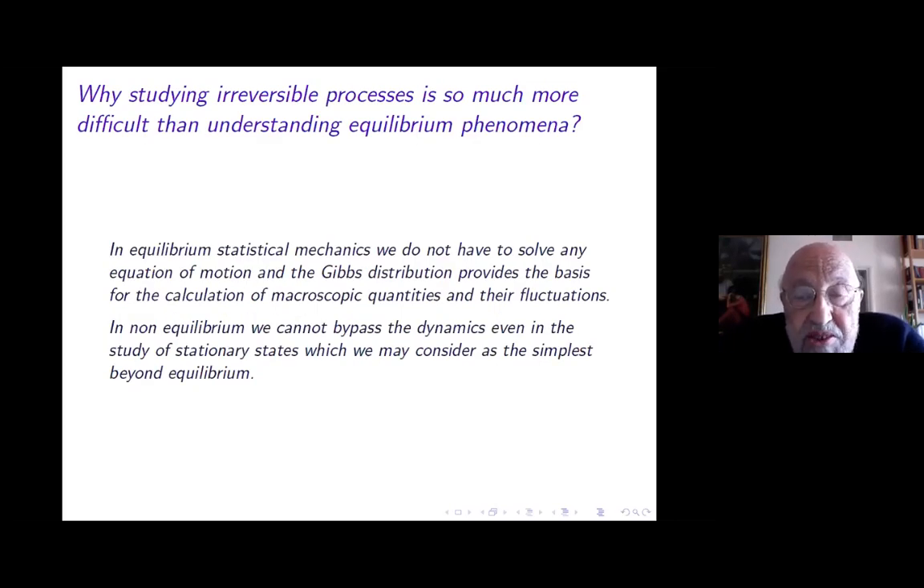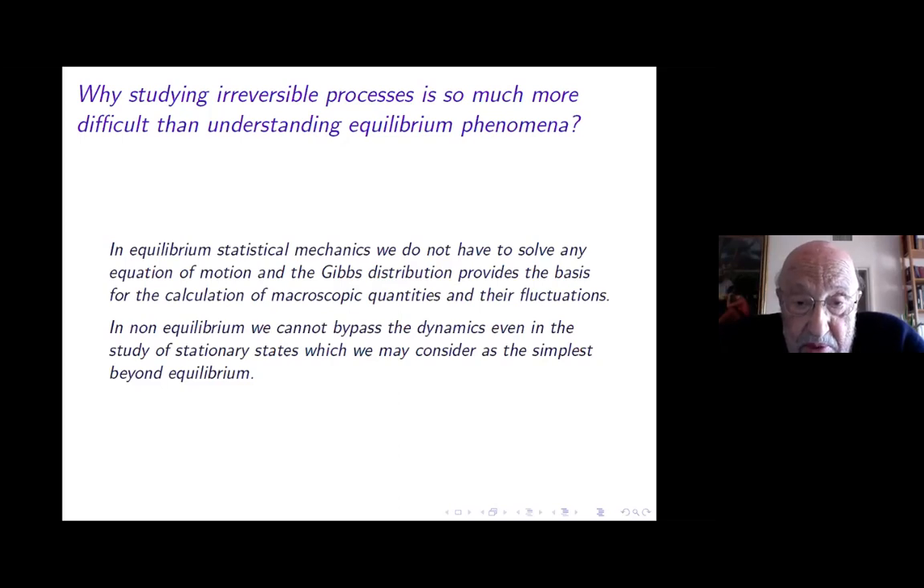The first thing we have to understand is why non-equilibrium processes are more difficult to study than equilibrium. Because in equilibrium, you have the Gibbs distribution, which you get essentially for free. And so you have the probability distribution that you can use for calculations. But once you are out of equilibrium, dynamics becomes essential, and you cannot skip it.